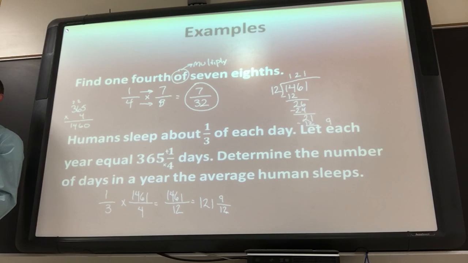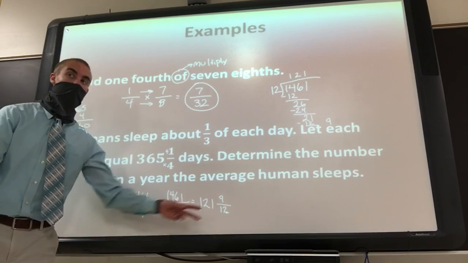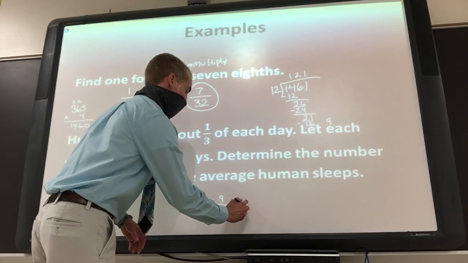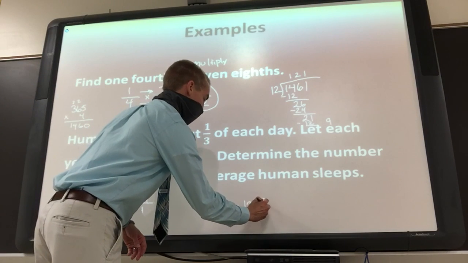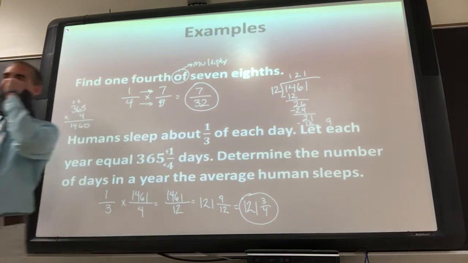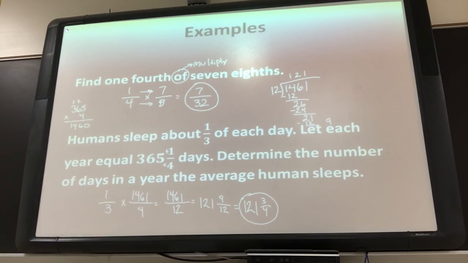Do we need to do anything else? Yeah. Kiana, what do we need to do then? Simplify. Yeah, 9 and 12 can both be divided by 3. So divide 9 and 12 by 3. And it's going to be 121 and 3/4 days. So if you get an average of 8 hours of sleep each night, you sleep away 121 and 3/4 days of the year.